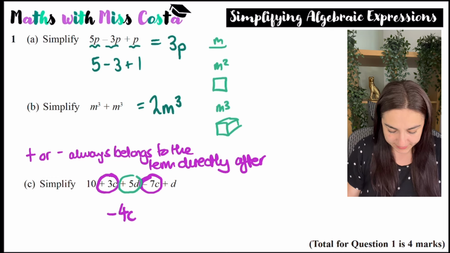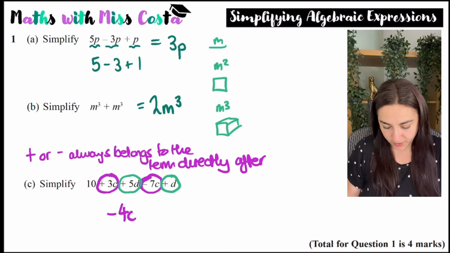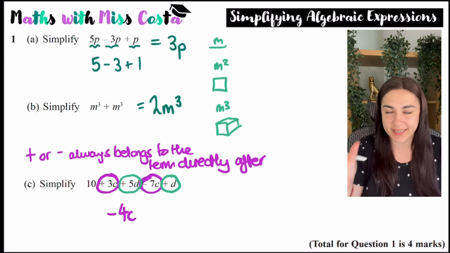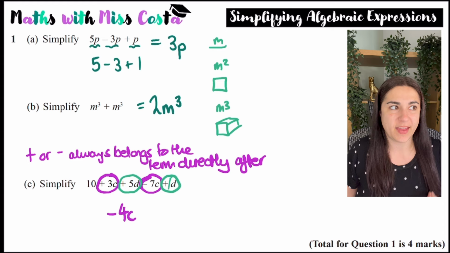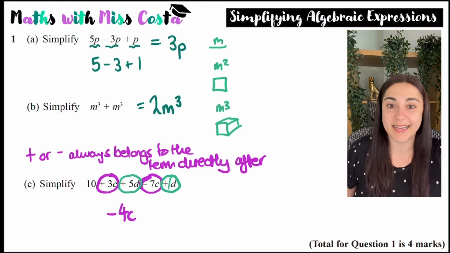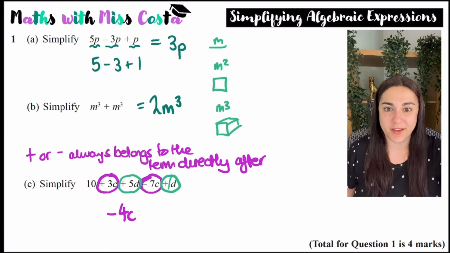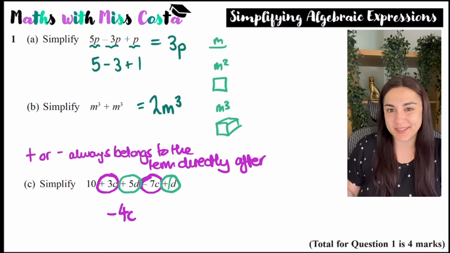And then I've got positive 5d plus d. So 5 plus 1. And also when it's just a letter on its own, it's like there's an invisible 1, because I don't say there's one leopard over there. I say there's a leopard. I don't need to always specify there is 1 if there's only 1. So imagine there's an invisible 1.